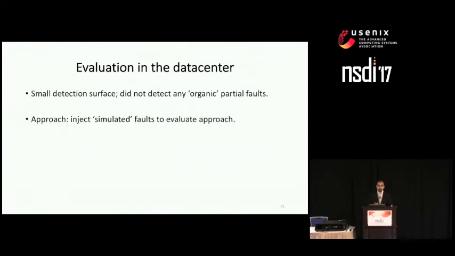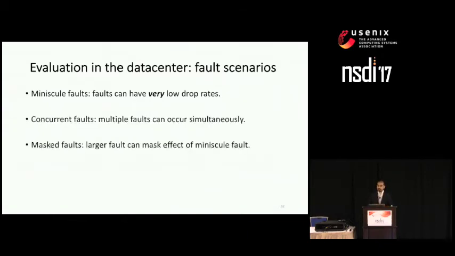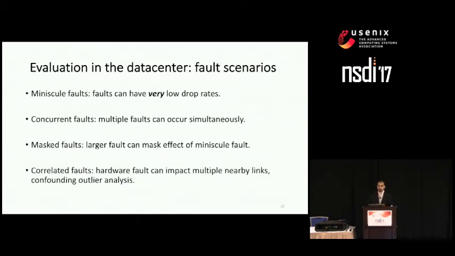Now, our approach was to inject simulated faults as described before, to evaluate the approach, and we had a variety of scenarios that we induced to see whether our system could keep up or not. This includes minuscule faults, faults with very low drop rates. It includes concurrent faults. It includes a masking fault where a relatively large fault might hide the effects of a smaller fault. And it includes correlated faults where a hardware fault can impact multiple links in close proximity.